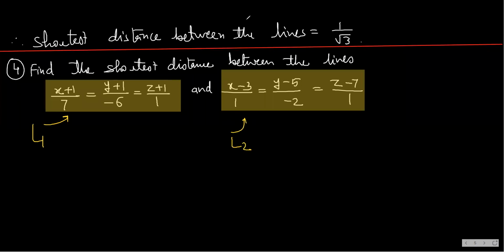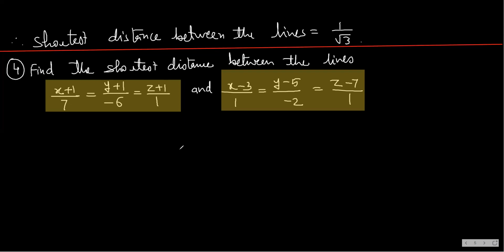Now, one important thing, students, is that these two lines are not parallel lines, which I can understand from the DRs of the lines. Look at the DRs. The DRs for the line L1 are 7, minus 6, 1, and here it is 1, minus 2, 1. So what does that mean? It means the two lines are not parallel. And they are definitely not intersecting, because they have asked us to find the shortest distance. These are two skew lines.